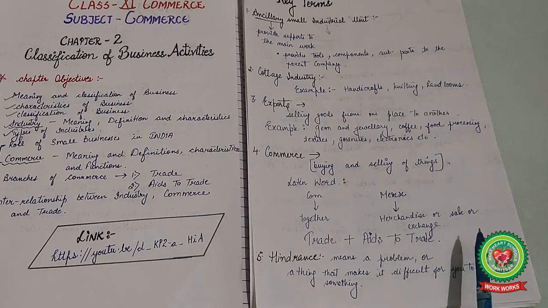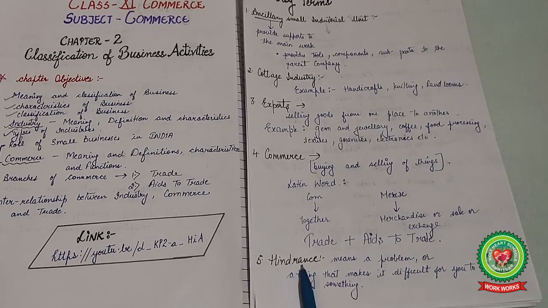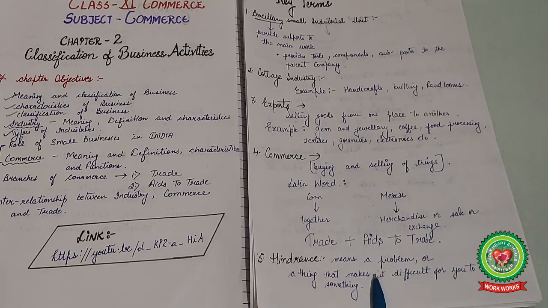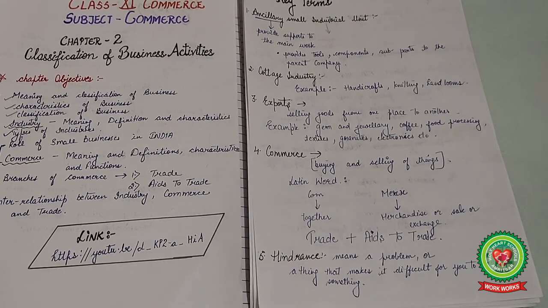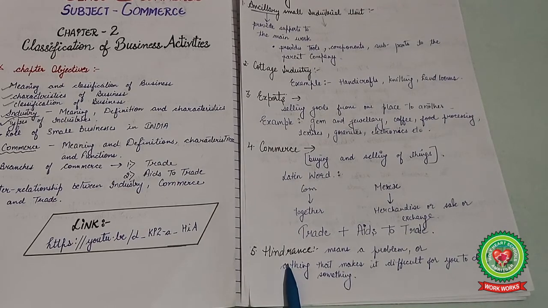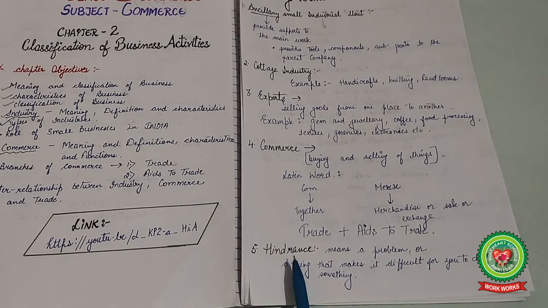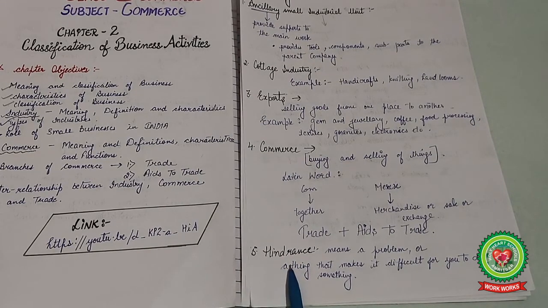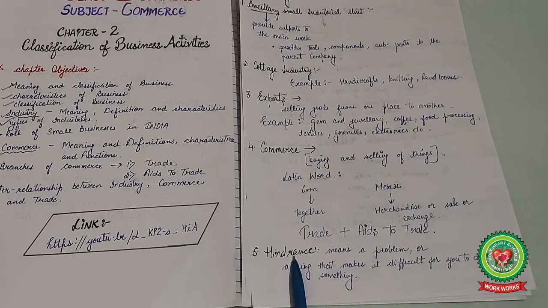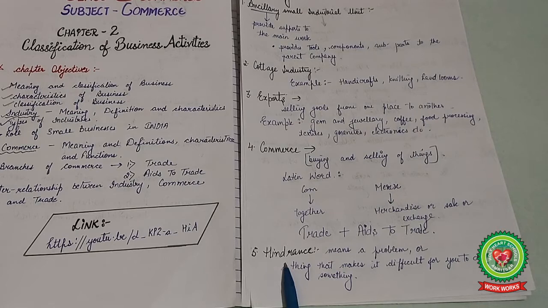In detail we continue with the next term, that is hindrance. Hindrance means a problem, an interference that comes in the buying and selling of goods. Hindrance means a thing that makes it difficult for us to do something. Hindrances may be of various types. We will consider transport facility. If there is no transport, then we cannot transfer goods to another place, right? If we remove the hindrance, we can easily buy and sell the goods. But if the hindrances are not removed, then there is a problem in the buying and selling of goods and services.